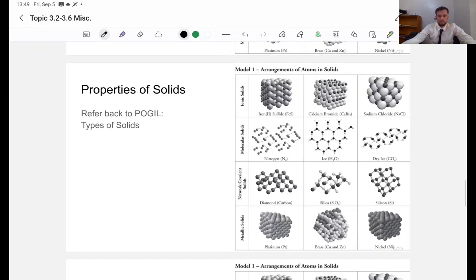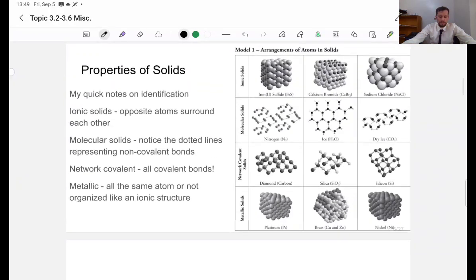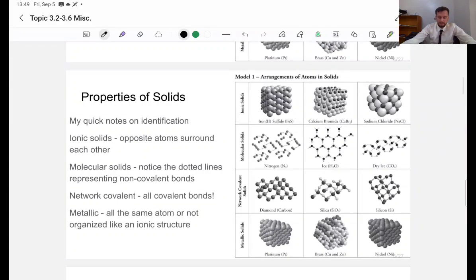If when you're doing the practice problems you get any of these wrong or you're not sure or it doesn't look familiar, that would be my first recommendation to you, that you look back at this Bogle on types of solids. After that, then I would just take these notes. If you're still not clear, I would say a couple things.